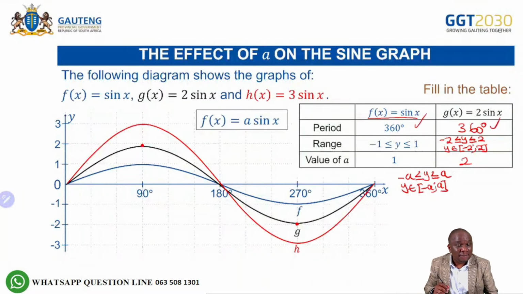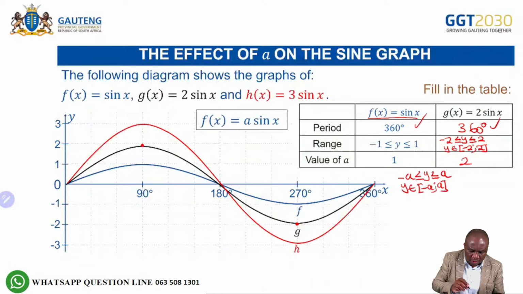Does a affect the period of the graph? It doesn't affect the period of the graph. A does not affect the period, does not affect the domain. A affects the things that involve the y values. If you check the range, you're looking at the y values. The maximum, we're looking at the y values. You see that? Okay, that's what A affects. But the domain, the x values, are not affected.